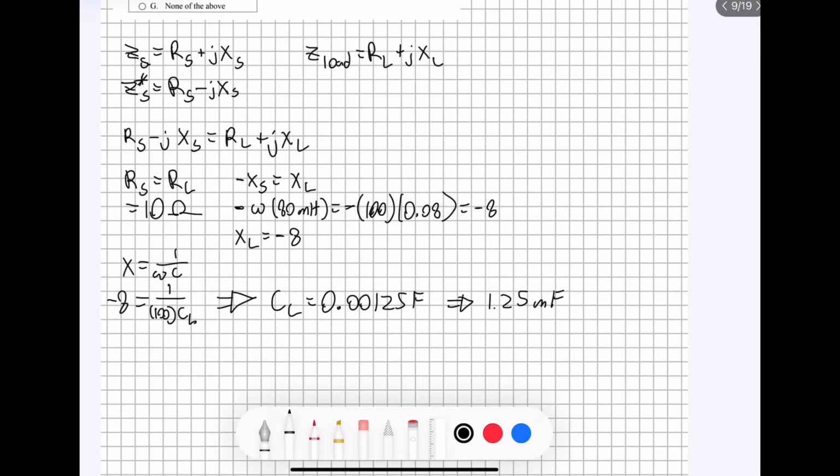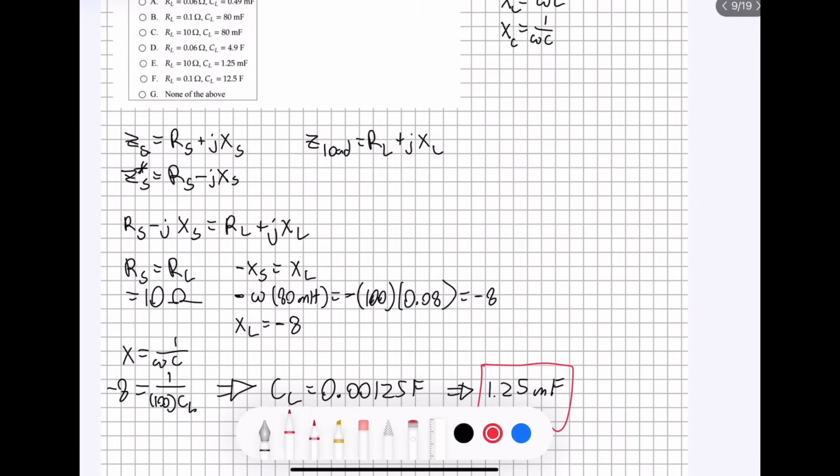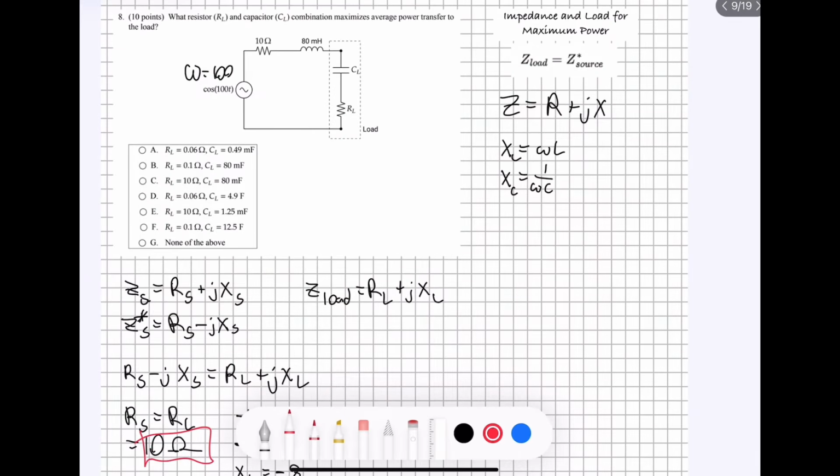So since we know that the capacitance is 1.25 millifarads, and we know that the resistance is 10 ohms, we can look back up here, and it looks like answer E is going to be correct because that matches our capacitance and resistance values.